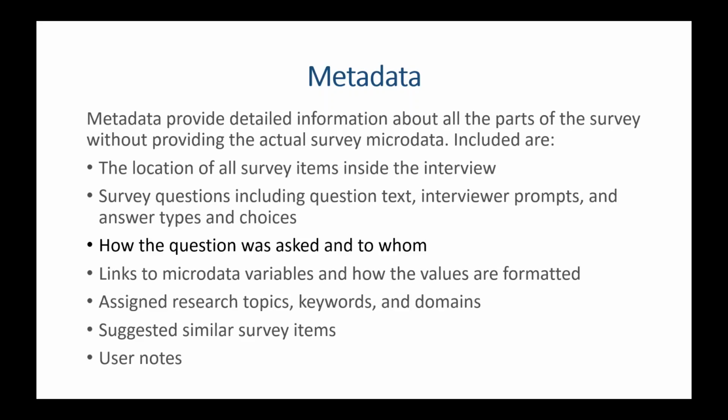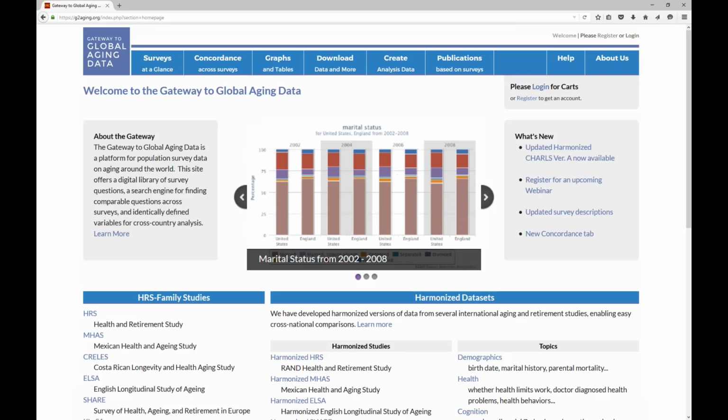We've also assigned research topics, keywords, and domains so that if you're searching for something, it makes our search a little more intelligent in case the question text doesn't have exactly the word that you're looking for. And suggested similar survey items, we also allow you as a user to make notes. So let's look at some survey data.